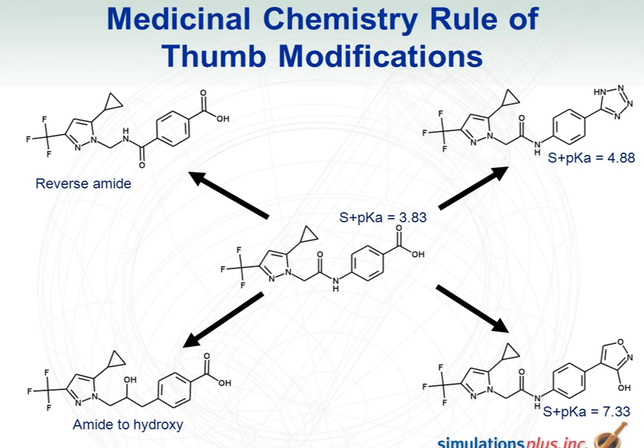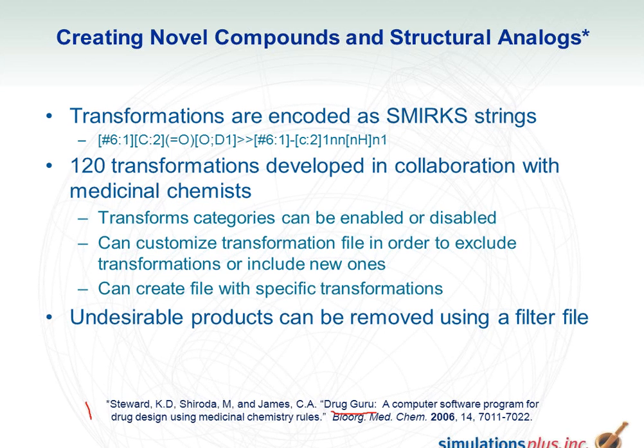There was a paper published in 2006 by a group at Abbott, and they created a program called Drug Guru, and we've implemented a similar system within MedChem Studio. Our transformations are encoded as SMIRKS strings. For example, this transformation searches for carboxylic acids in the molecule and converts them to tetrazoles. We've created a default file of 120 transformations that was developed in collaboration with medicinal chemists.